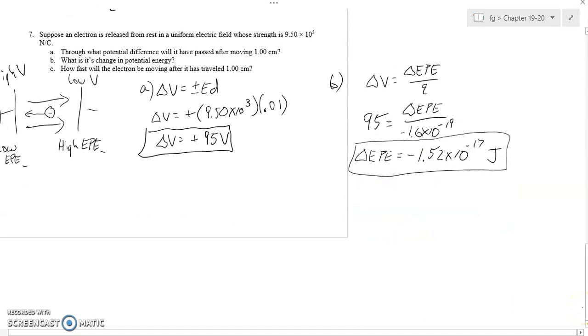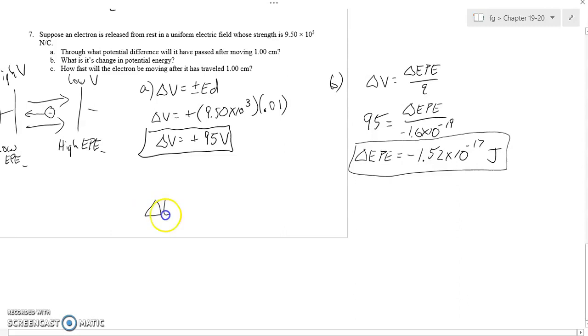Alright, and then part C, how fast will the electron be moving after it's traveled 1 centimeter? Okay, so this type of question, sometimes you can go through forces and acceleration in kinematics. You can also use the change in potential energy equals the negative change in kinetic energy. I will say not every problem you're going to be able to use the kinematics route. The energy route, any problem we're dealing with in this class, is always going to work. So that's what I'm going to go to.